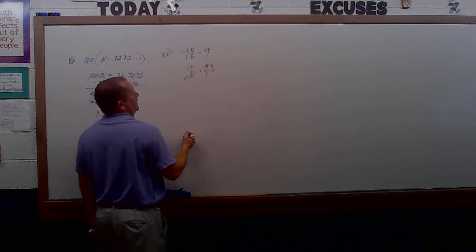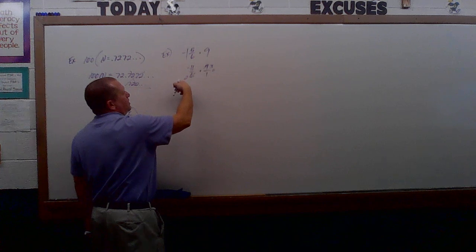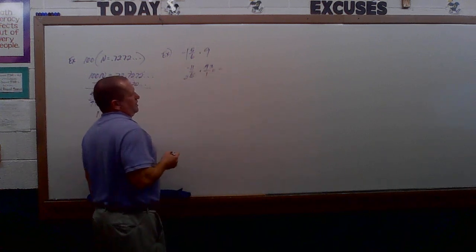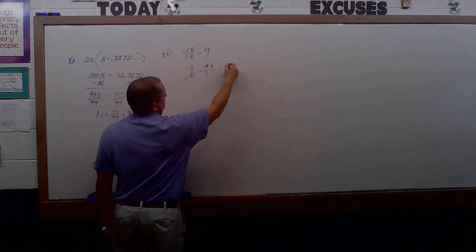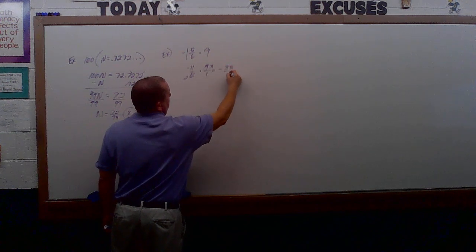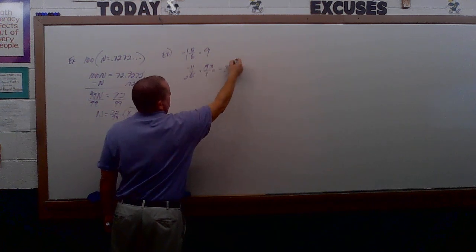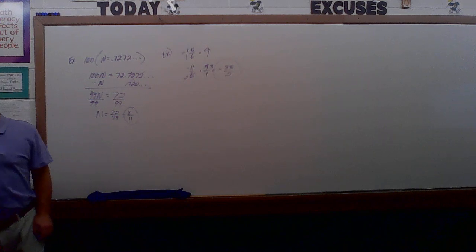Now I'm ready to multiply. One negative either on top or on the bottom makes the whole thing negative, right? So 11 times 3. 2 times 1. Can I reduce? Questions?